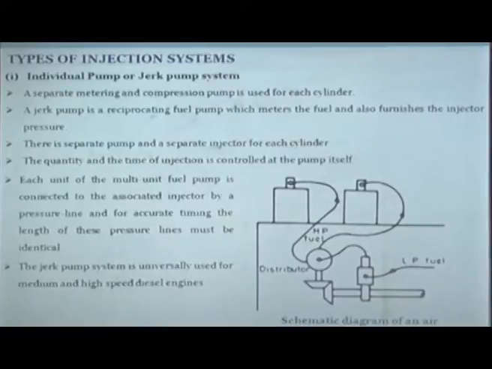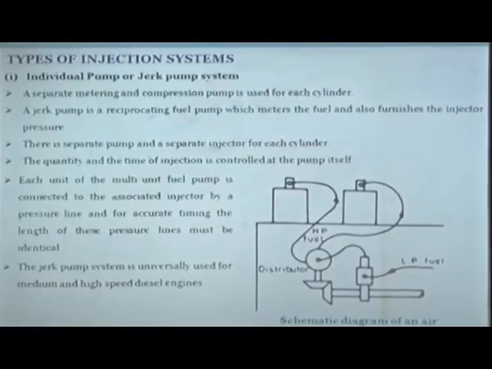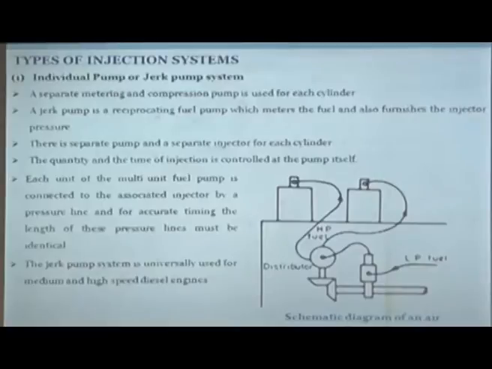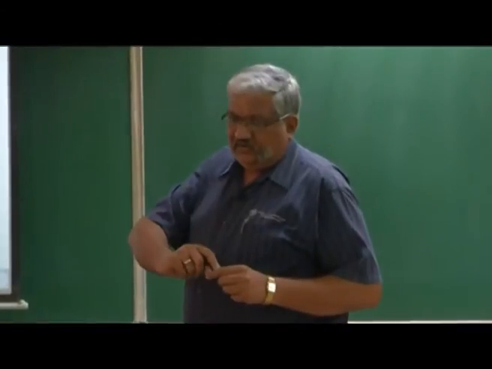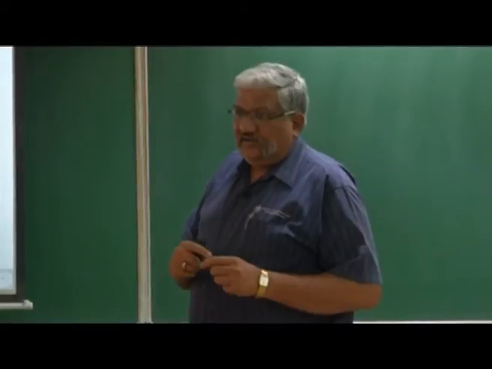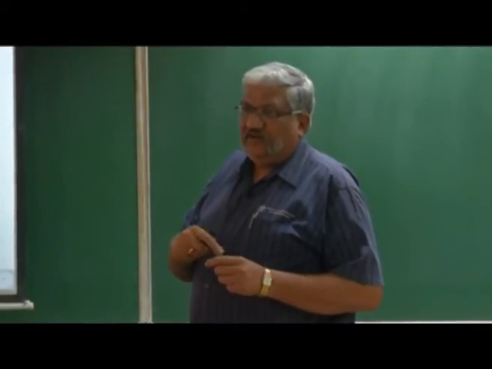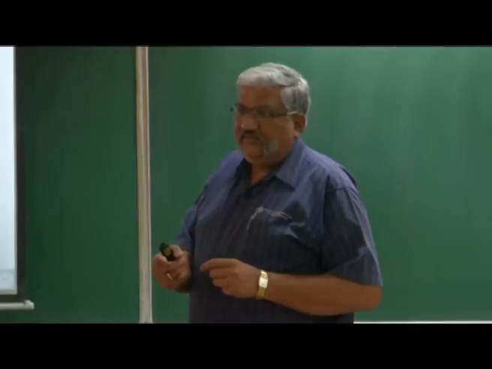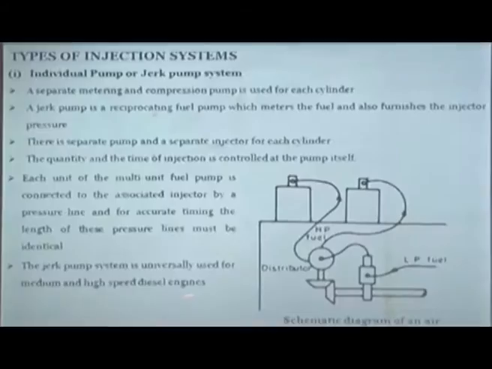Each unit of the multi-unit pump is connected to the associated injector by a high pressure line, and for accurate timing the lengths of these pressure lines must be identical. So you have to make sure that you locate your pump system such that the distance between the fuel pump and the fuel injector is the same. The pipeline length should be the same. Otherwise, if one is short and one is long, the pressure waves will travel faster in one and slower in another. They will take longer, and the injection timings will be affected. So this precaution has to be taken.